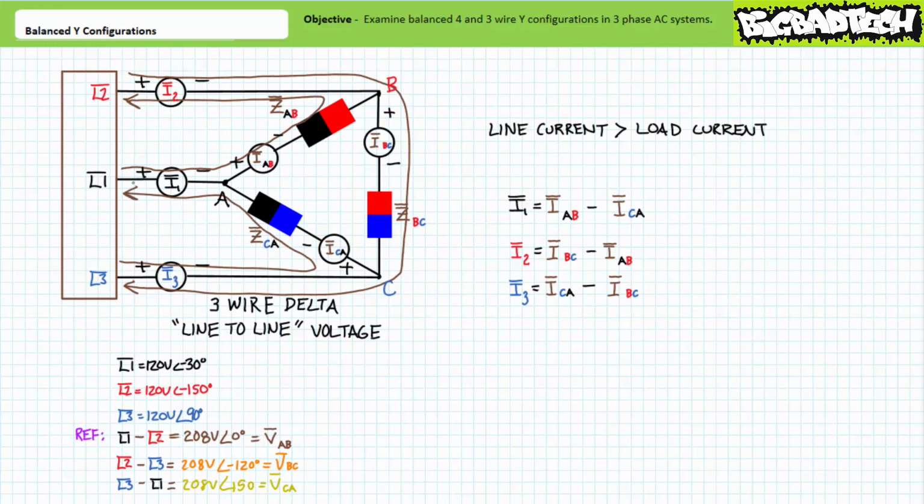Finally, current ICA travels through the ammeter on line 3 left to right, through load impedance ZCA from C to A, and through the ammeter on line 1 right to left. You may wish to rewind that last part.